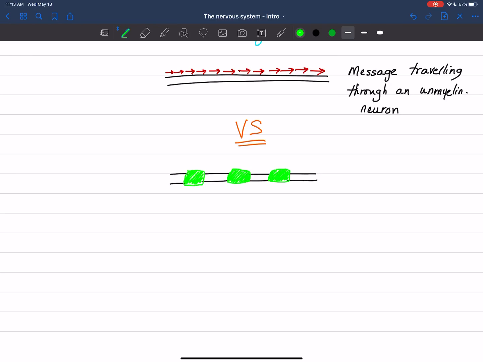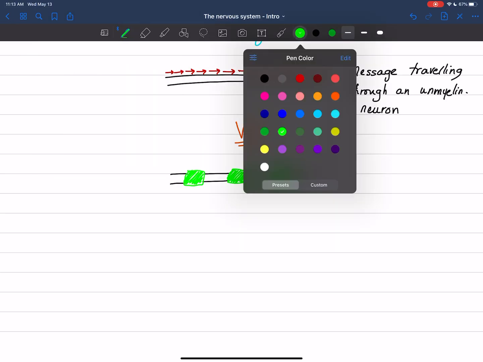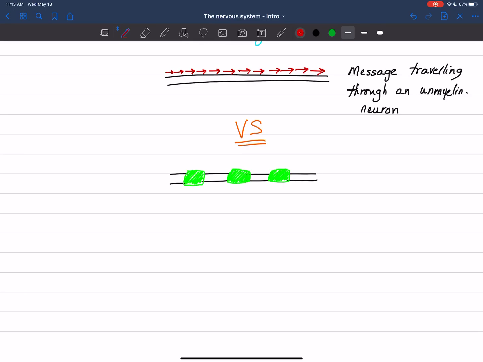And so then what happens here is my signal, my message, is not going to go heel to toe. Well, it'll go like this, but then when it gets to the node of Ranvier, it'll jump. And so this makes the transmission a lot quicker, okay? So this is message in a myelinated neuron.